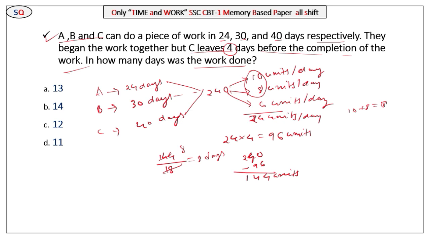So earlier it was 4 days. They work together 4 days. So 4 plus 8 equals 12 days. So the answer is how much? 12 days. Answer is C.